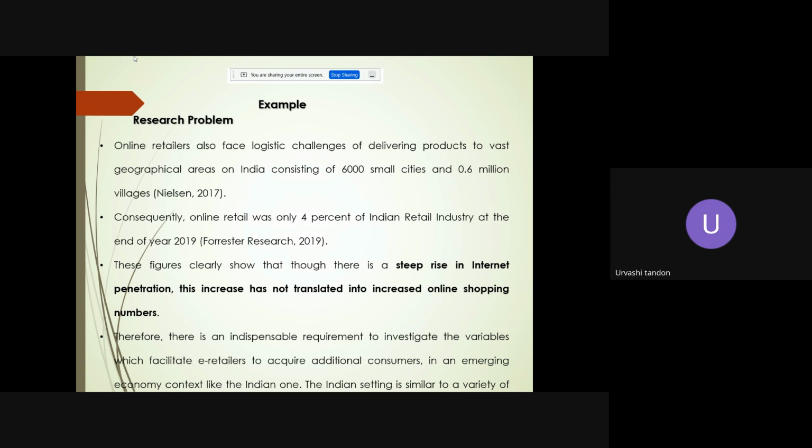Online retailers also face the logistic challenge of delivering products to vast geographical areas, as India consists of 6,000 small cities and 0.6 million villages, right? Consequently, online retail was only 4% initially. These figures clearly indicated that though there is a steep rise in internet use, online shopping has not increased much. Therefore, there is an indispensable requirement to investigate the variables which help e-retailers acquire additional consumers. See, this is how we formulate the research problem, right?